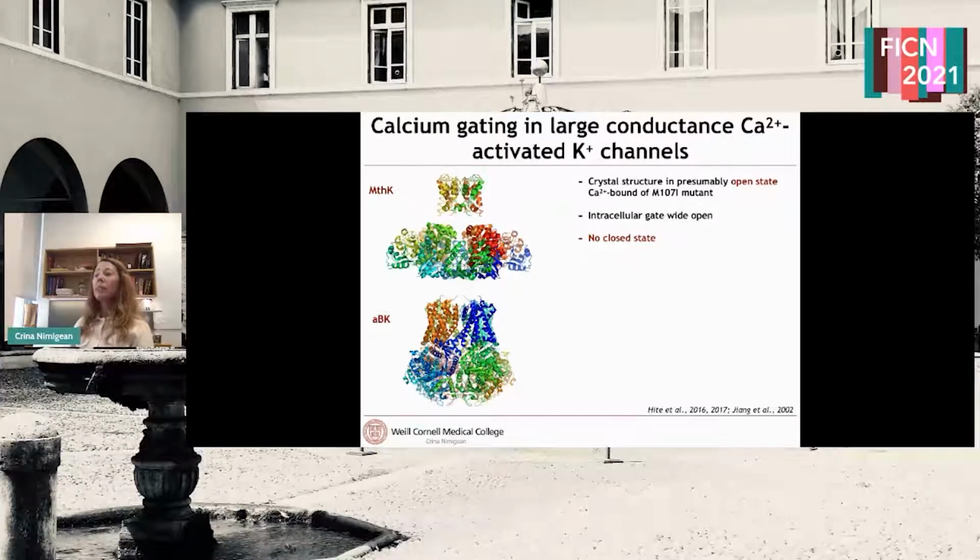So the intracellular gate of the MTHK channel, in the presence of calcium, is wide open. Okay, so it's open for passage of potassium, and there is no closed state.